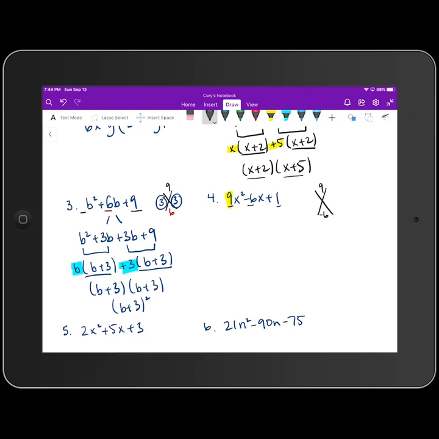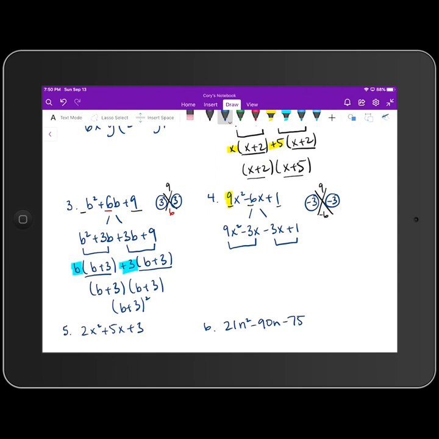So I'm looking for two numbers that multiply to give the top number and add to give the bottom number. And those two numbers are going to be negative 3 and negative 3. So I'm going to take my middle term and split it into two terms using these two numbers as my coefficients. So that's going to become 9x squared minus 3x minus 3x plus 1. And then we're going to factor that resulting polynomial by grouping.